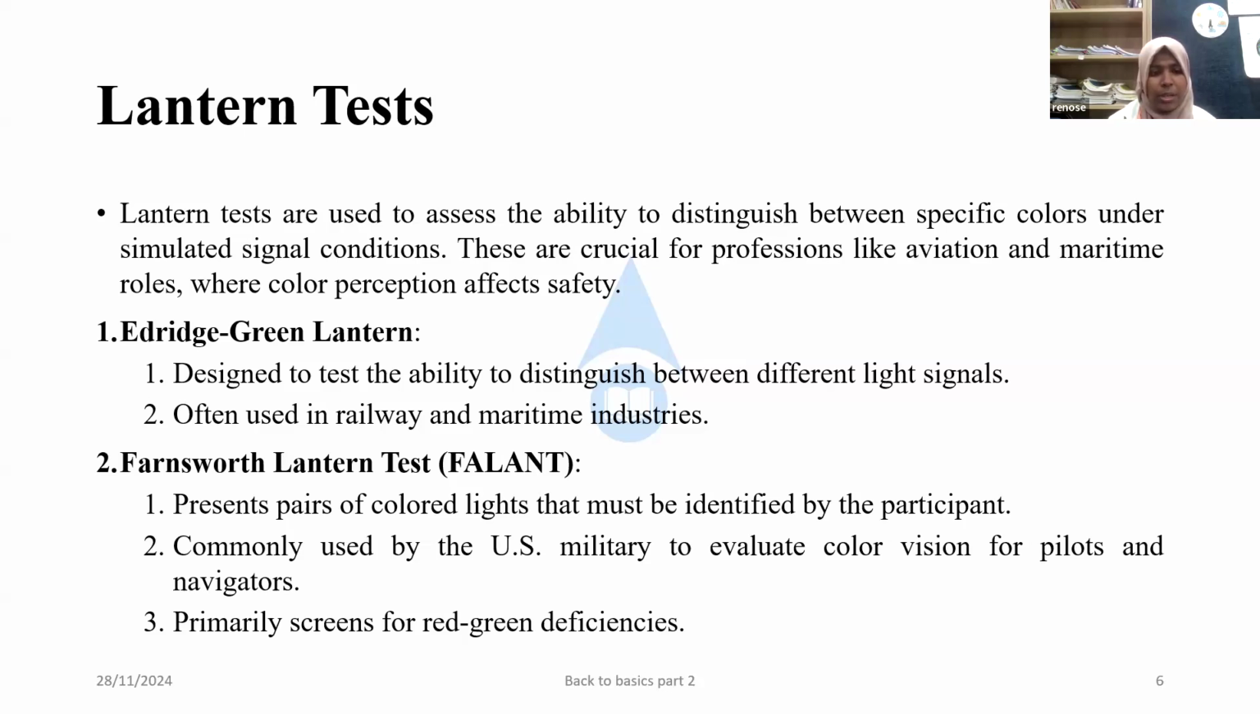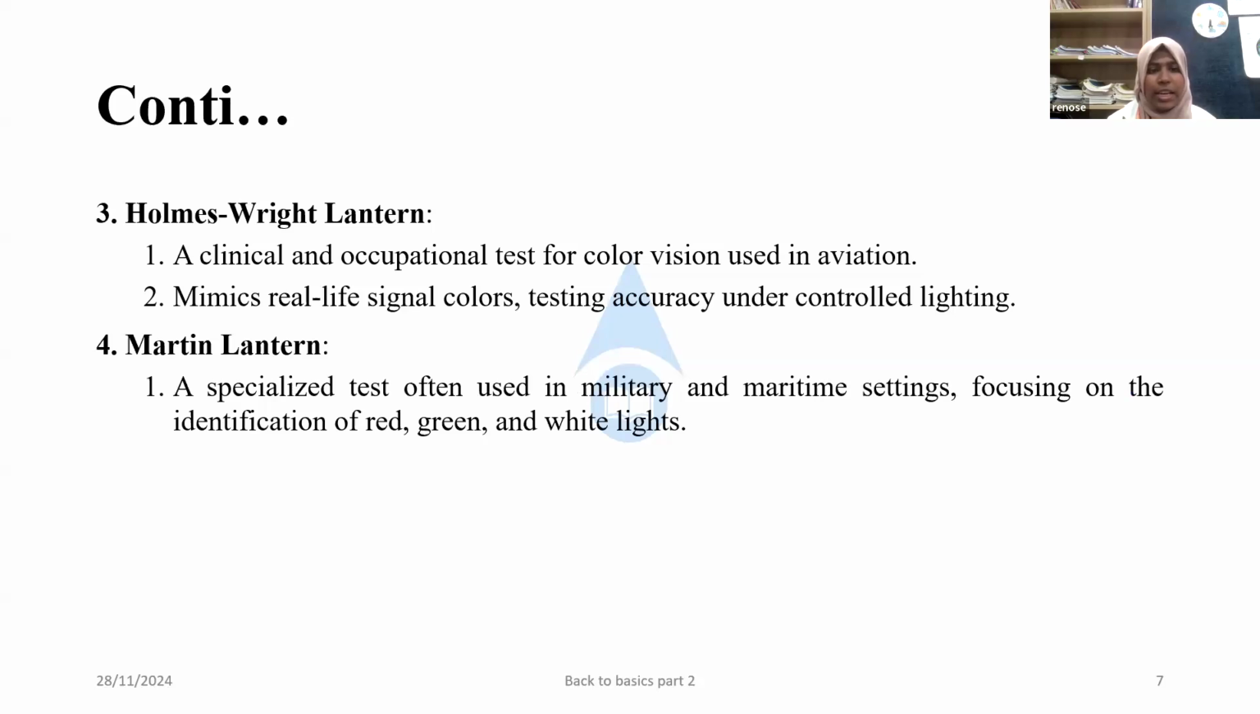Farnsworth lantern test. It presents pairings of colored lights that must be identified by the practitioner, commonly used by the US military to evaluate color vision for pilots and navigators, primarily to detect red and green deficiency. The Optec lantern, a clinical and occupational test for color vision used in aviation, mimics real-life signal colors, testing accuracy under controlled colored lighting. Maritime lantern, a specialized test often used in military and maritime settings, focusing on identification of red, green, and white lights.